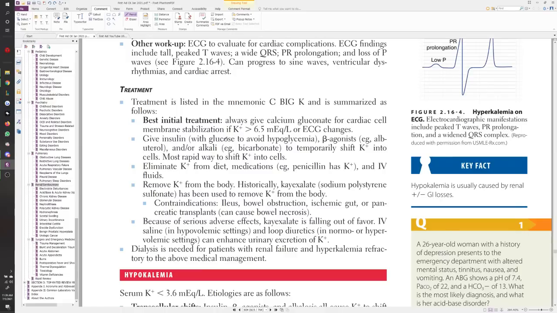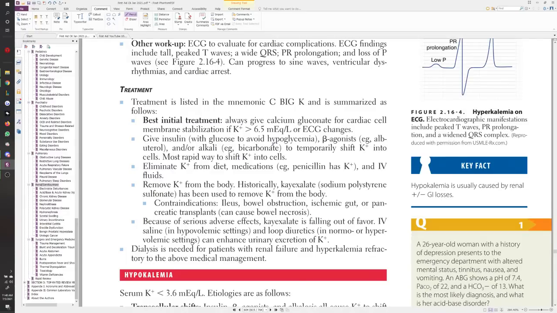Give insulin with glucose to avoid hypoglycemia. Why? Because insulin causes a potassium shift into the cell. It's the mechanism of action of insulin. That's how it works. So even though this person may not be diabetic, we would pick this answer choice, which is what makes this a confusing answer choice, because many students are not going to want to pick it. You're going to be like, why am I giving insulin to this patient who is not diabetic, probably has a normal glucose level in their labs?